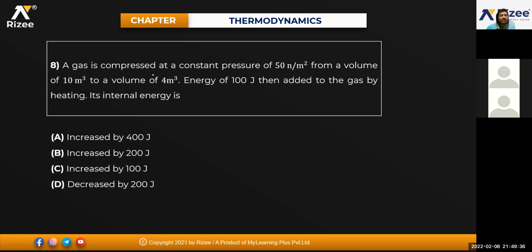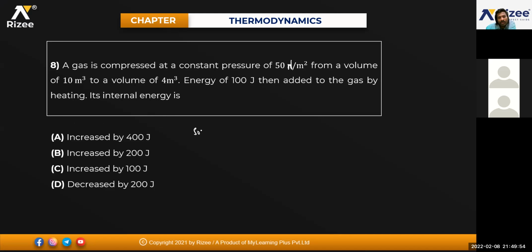Next one. A gas is being compressed at a constant pressure of 50 Newton per meter square, this should be capital N, from a volume of 10 meter cube to a volume of 4 meter cube. Energy of 100 joules is added to the gas by heating. Its internal energy change will be equal to how much?